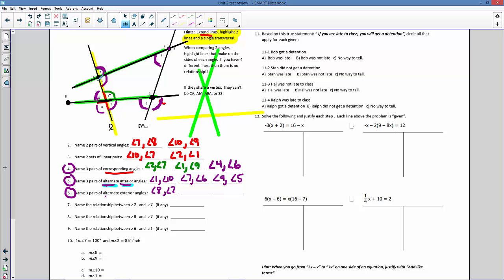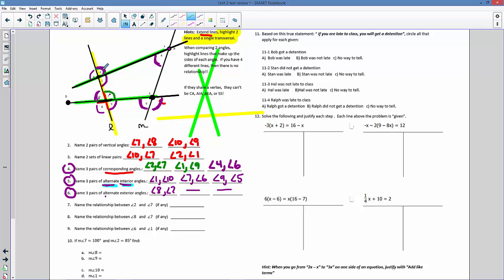2. 9 and this angle would also be alternate exterior, but there's no name there, so we can't really name it, and there's not enough letters to name it. So to be honest with you, we can't name these two. It's kind of a trick question, not intentionally, but we can't name those two because we didn't put enough numbers around these problems.